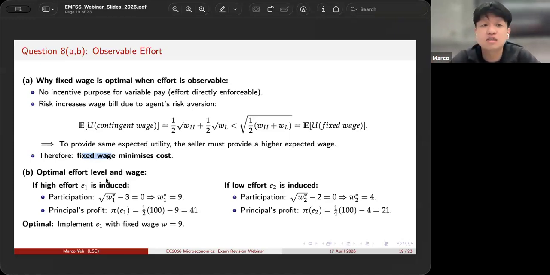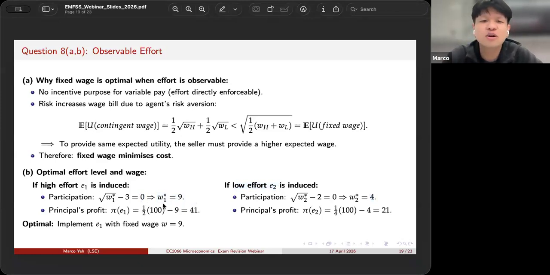Okay. And part B is asking you to find the optimal effort level. Suppose the principal wants the agent to do the high effort level, which is E1. What is the constraint? The only constraint is the participation constraint. You need to make sure that the expected utility for the agent is greater than the outside option or the reservation value, which is 0 by assumption. So if you solve the algebra, you need to offer a fixed wage of 9. And if low effort is induced, then it's just 4.